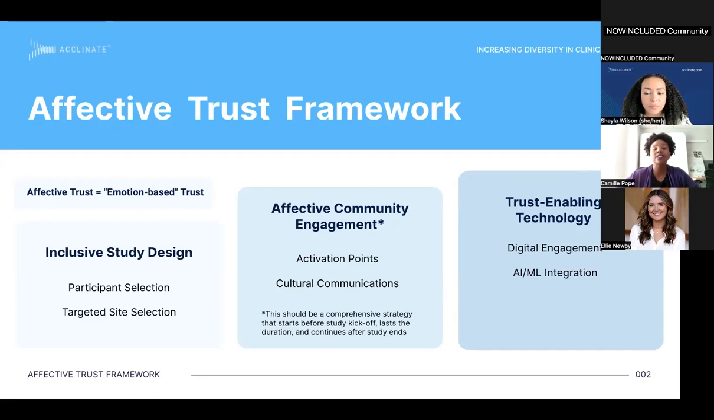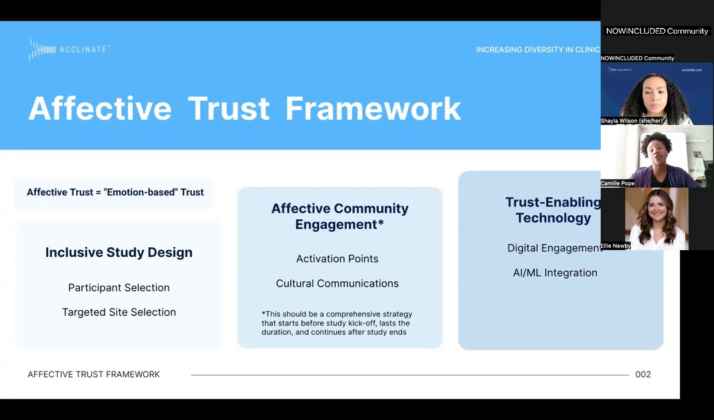Activation points are trusted messengers, people in the community who are trusted by the community members, who can amplify your message around maybe the disease state or the clinical research that you're trying to do. And then also tailoring your communication so that for the people you're trying to reach, it's actually relatable and folks can understand the message that you're trying to get across. And an effective community engagement strategy is comprehensive, and it starts before study kickoff and lasts throughout the duration of the trial and even after the study ends. So that's the second component of effective trust.